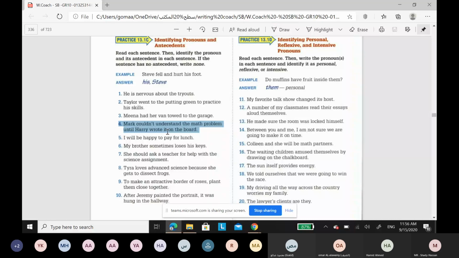Wait a minute. Mark could not understand the math problem until Harry wrote it. Wrote what? On the board. He wrote something on the board. He cannot write the board on the board. He wrote something on the board. What is it? He wrote the math problem. So simply, math problem is the antecedent.